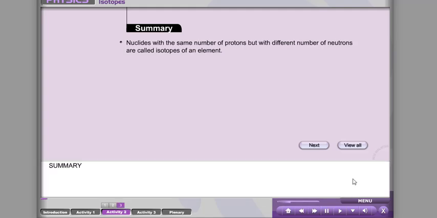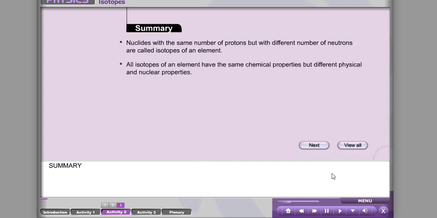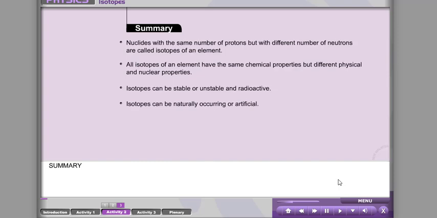Summary. Nuclides with the same number of protons but with different numbers of neutrons are called isotopes of an element. All isotopes of an element have the same chemical properties but different physical and nuclear properties. Isotopes can be stable or unstable and radioactive. Isotopes can be naturally occurring or artificial.